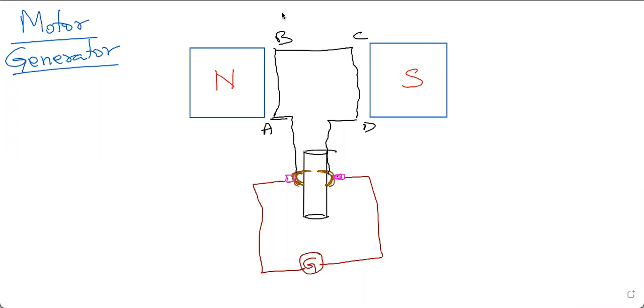If we have to draw something for AC, the only thing that will change is the commutator construction. So the commutator is this entire shaft, rings, and brushes. So how will it change? We will have the shaft. Instead of split rings, we will have full rings. So we will have a ring here. We will have another ring here. Then we will have the carbon brushes.